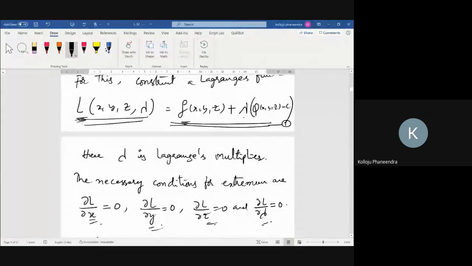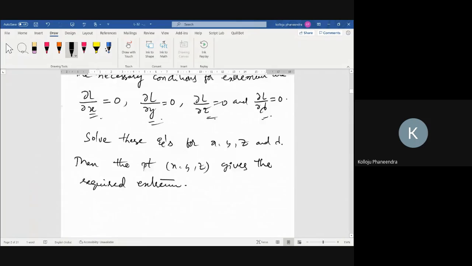Just construct the Lagrange's function. What is it equal to? The given function plus lambda into the given condition. Then for optimization, which means to get the minimum or maximum value, the necessary conditions are the partial derivatives of L with respect to the unknowns equal to 0. Solve these 4 equations for the 4 unknowns. Now this is one case.